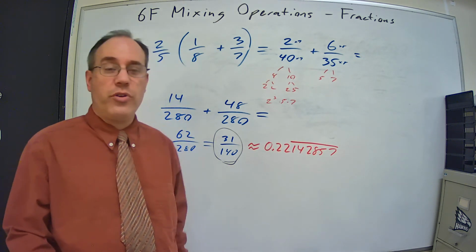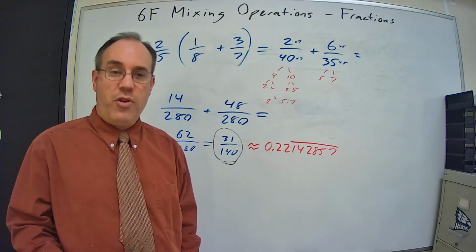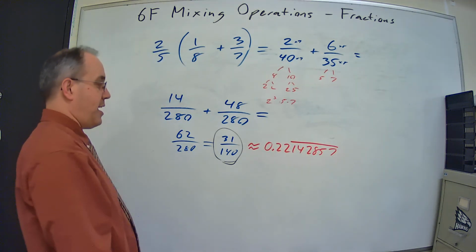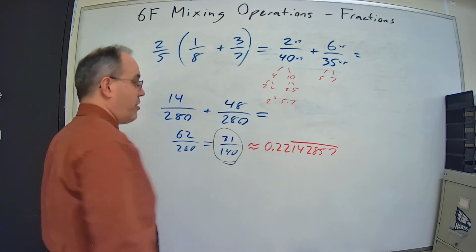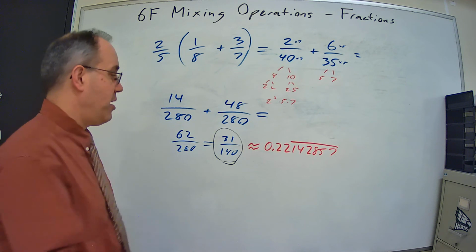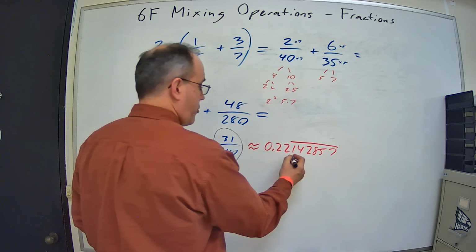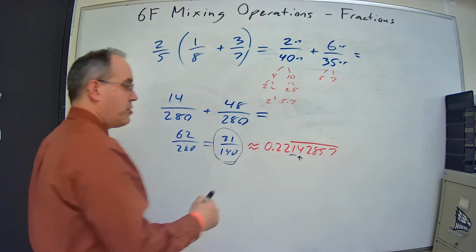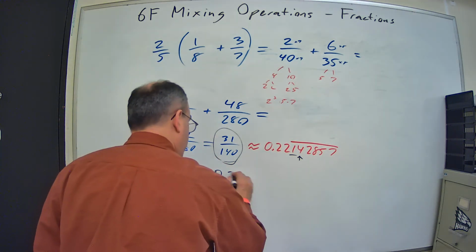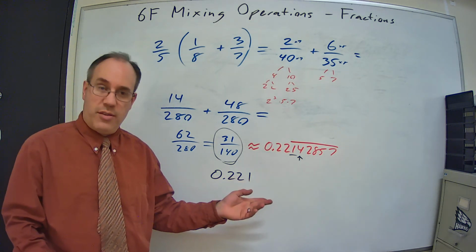In that case, usually we're told to round to either a certain place value or to a certain number of decimal places. So I could with this say, give the answer to the nearest thousandth, right? Which means I'm going to go tenths, hundredths, thousandths, look at the number to the right of it, and I'm going to use that to round. Since it's below 5, I'm going to round down, so I say 0.221. And that would be rounding to the nearest thousandth.